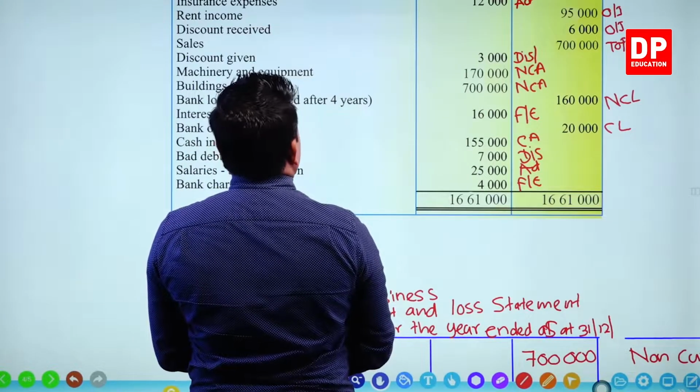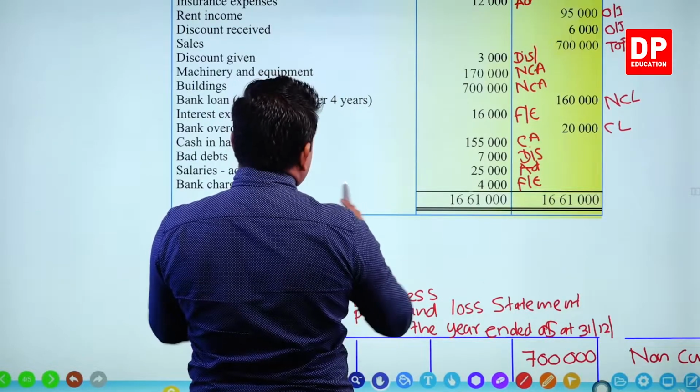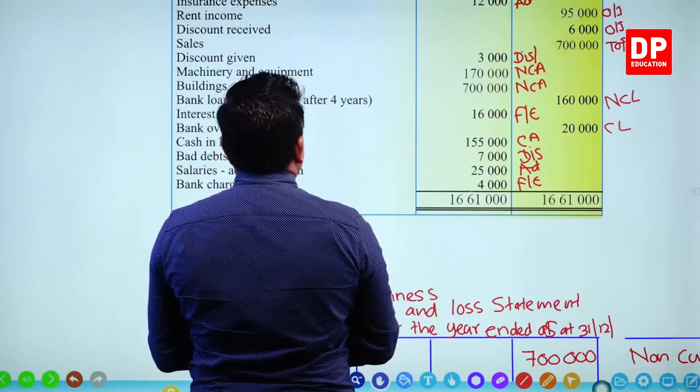Buildings 700,000. Buildings should come first. Buildings 700,000.